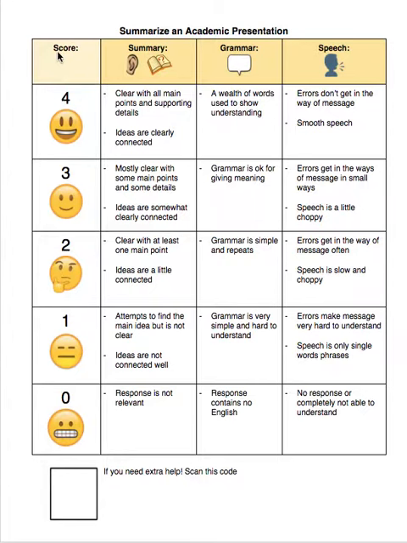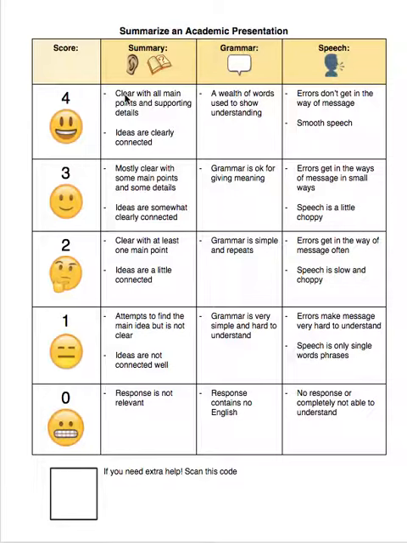To talk to you today about how to summarize an academic presentation. So this rubric is a tool that you can use to help you measure how your language or how your speaking is doing when you're doing summarization. So if you look at the top, the number 4 score, we're looking for these points as they relate to summary, these points as they relate to the grammar or the words that you use, and then these points as they relate to how your speech sounds.